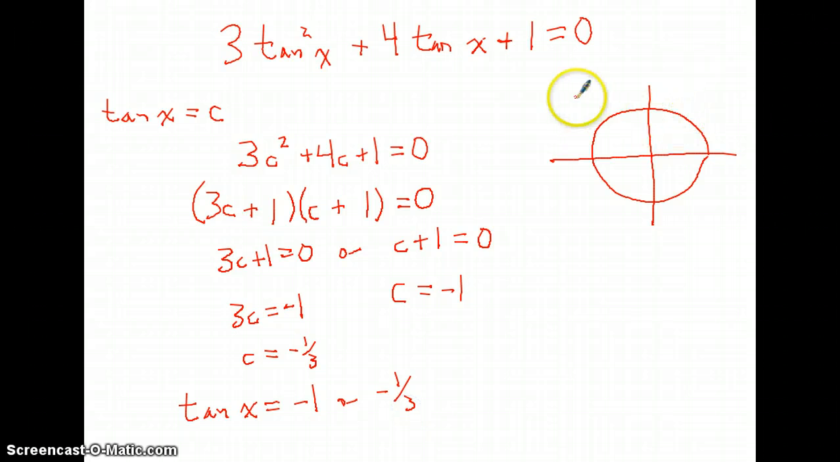Tangent of negative 1, that's pretty easy. Tangent of negative 1 is these numbers, where we're at negative 45 degrees or 135. Tangent of 1/3. Oh, I'm going to have to go part 2 on this video. I can tell right now. All right, I'm going to back up and I'll resolve that. See you in part 2.